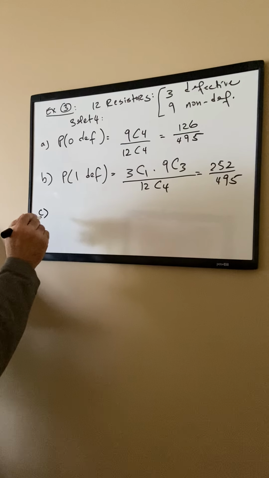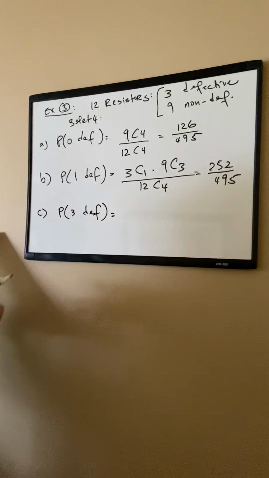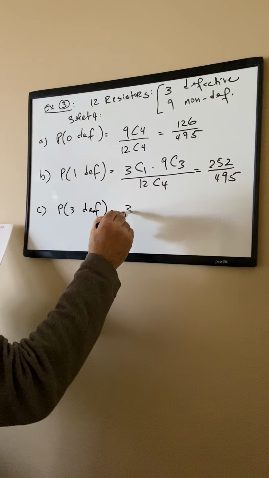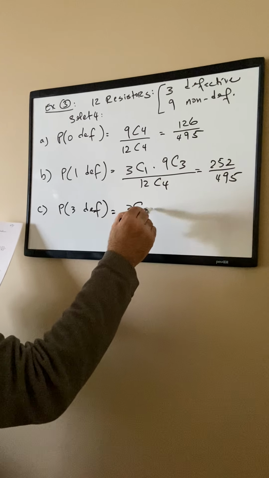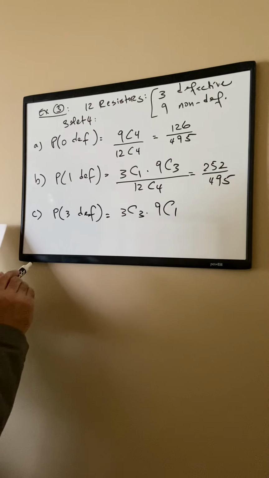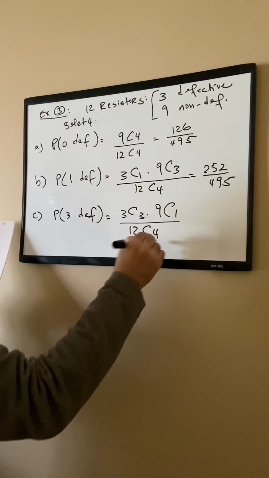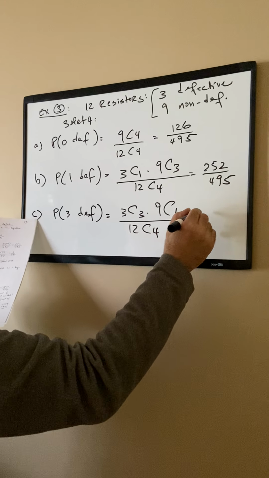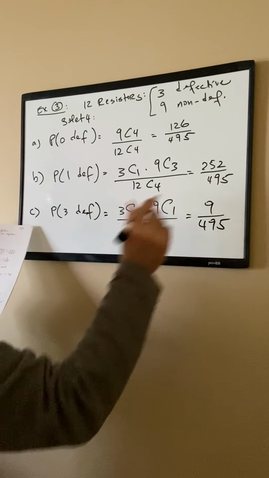Part C, what's the probability that we're going to end up with 3 defective resistors? All right, so that means we've got 3 defective resistors out of a total of 3, multiplied by 9 non-defective resistors from which we're selecting 1 at a time, divided by the same denominator, which is 12 combination 4. So we're going to end up with the outcome of 9 divided by 495.